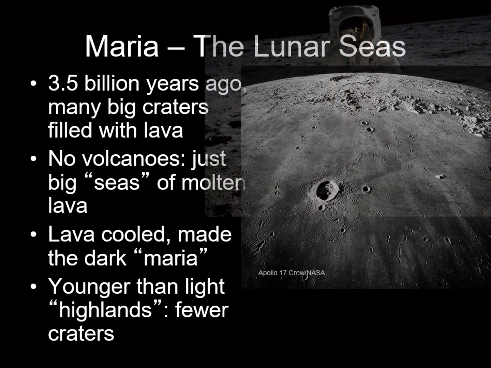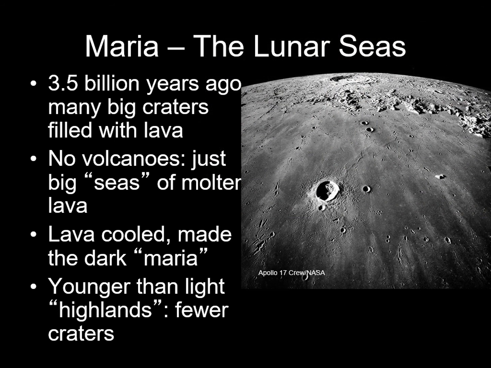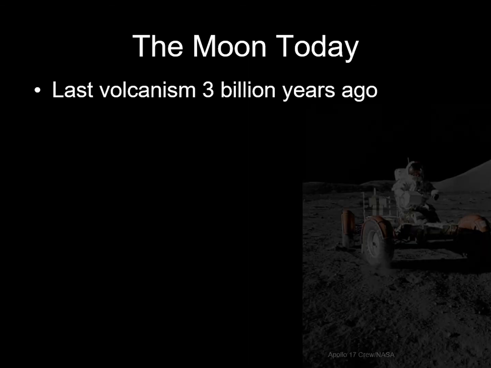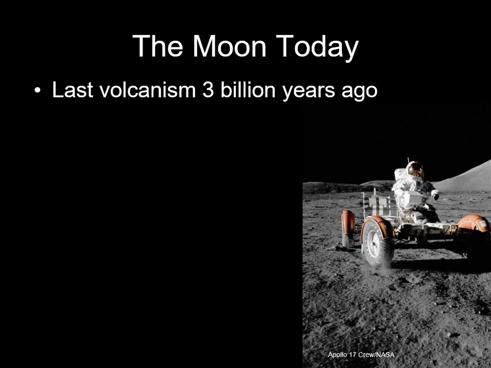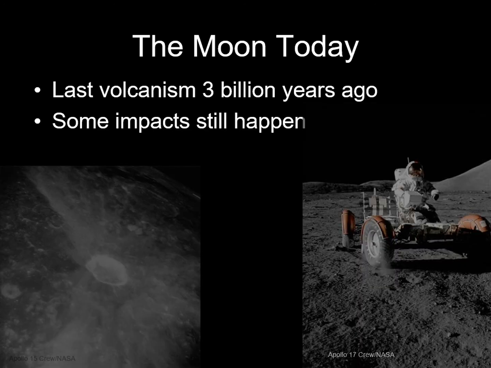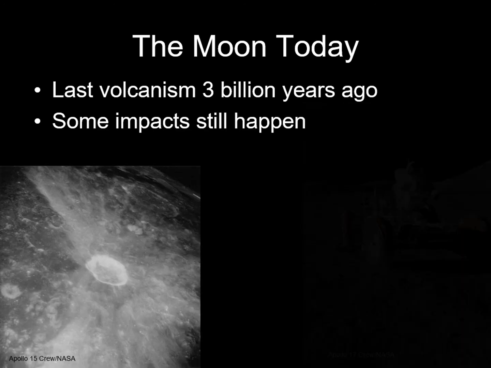Since the maria are much younger than the lighter highlands, there are many fewer impact craters on them, though they do still have some craters. You can see some of these younger craters on the flat mare here. The last major volcanism on the Moon happened roughly 3 billion years ago. Remember that the small size meant that the Moon lost its internal heat early in its history. Impacts are still happening, though.